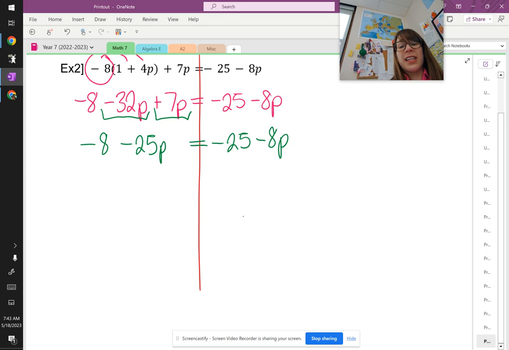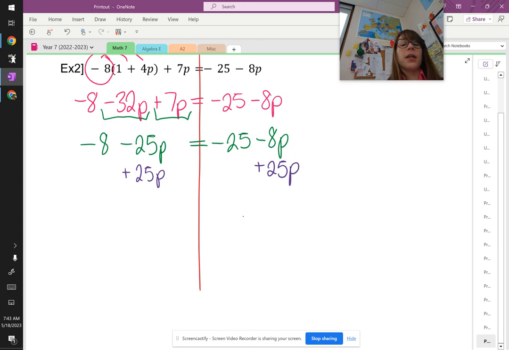So remember, to avoid negativity, we're going to move the smaller piece over. The bigger the negative, the smaller it is. But again, I'm going to stress it would not be wrong to add 8p to both sides. You could still get the same answer by doing that. We're just going to avoid the negativity and add the 25p to both sides.